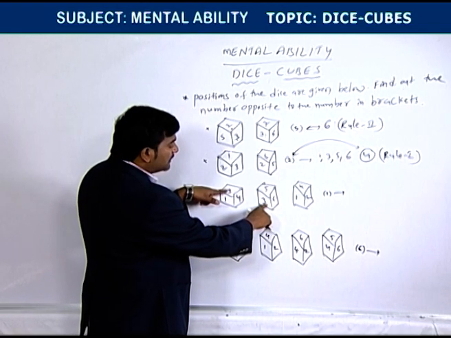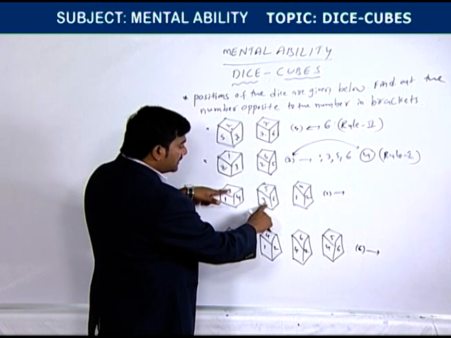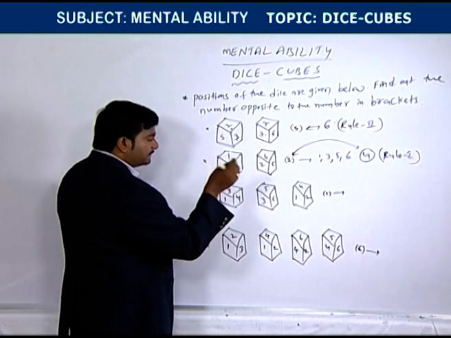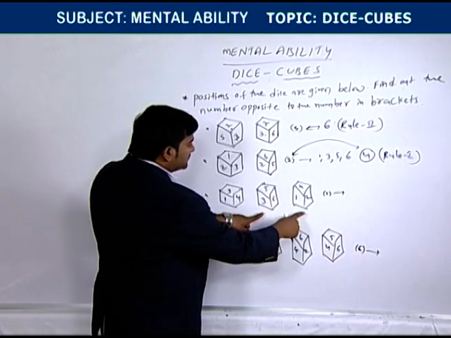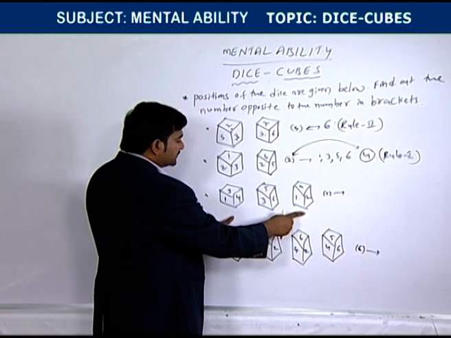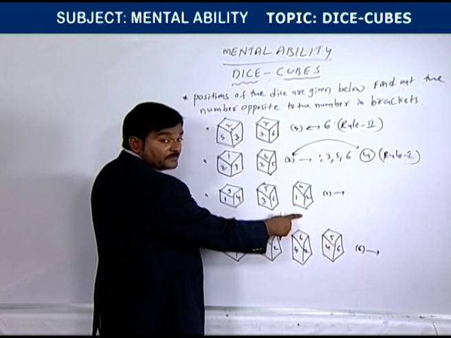Okay, according to rule 1, I have to find the number which is opposite to 1. So rule 1 fails. Now observe these two diagrams. Interestingly, observe these diagrams. So yes, now we got the answer.